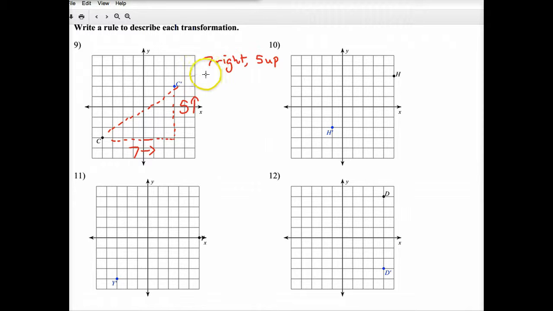Now, we want to also be able to translate this into an ordered pair. So x is going to become x plus 7, because that's the left or right, and then the y is going to become y plus 5. Real easy to do there, not bad at all. Piece of cake.